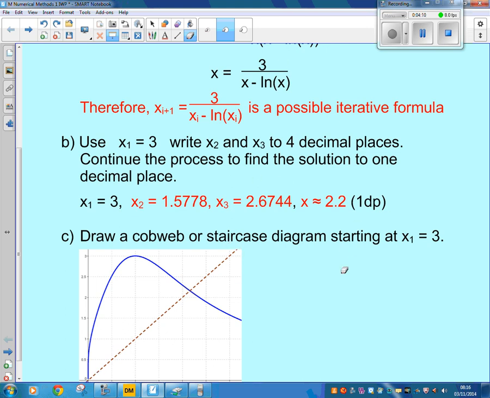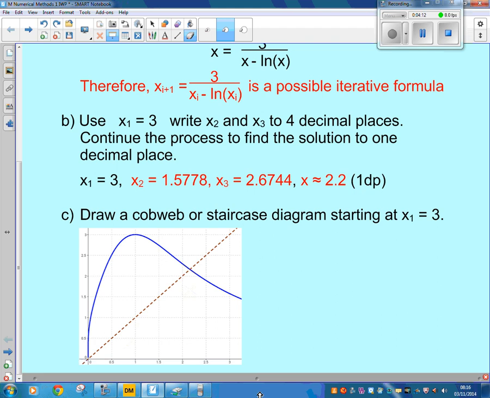and this is the dotted line y equals x. So whenever you're doing a cobweb and staircase problem, you need to start at the point, we're starting here at x equals 3, and you always go up or down to the curve and then across to the line.